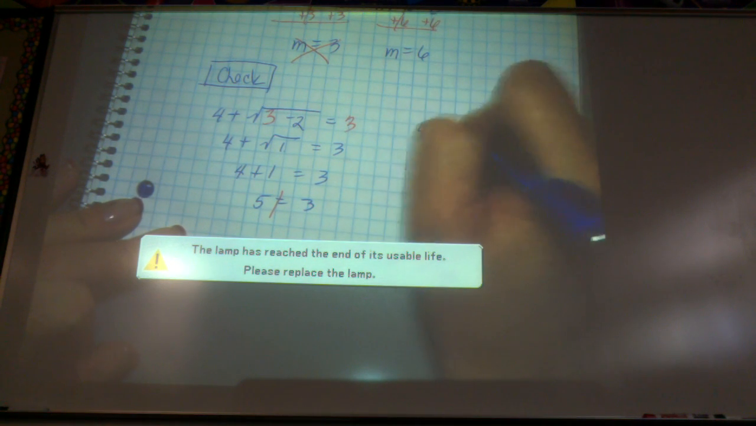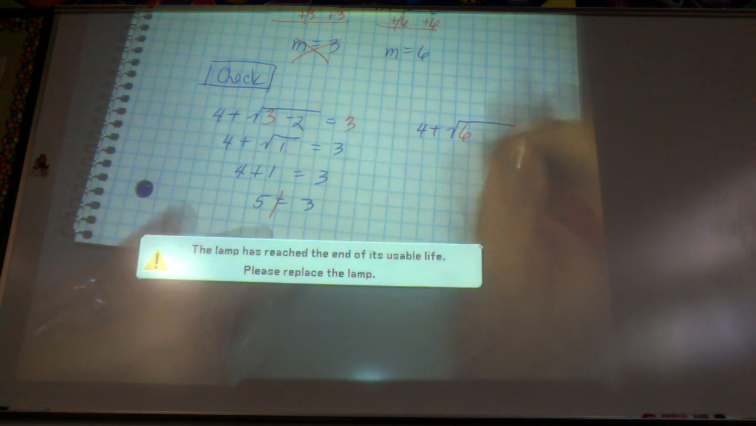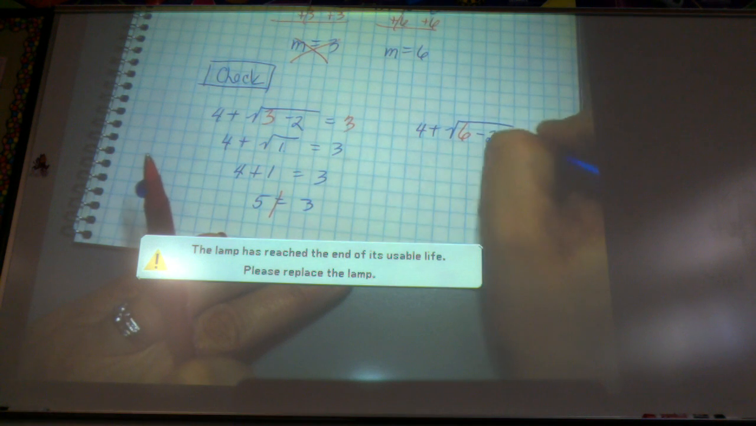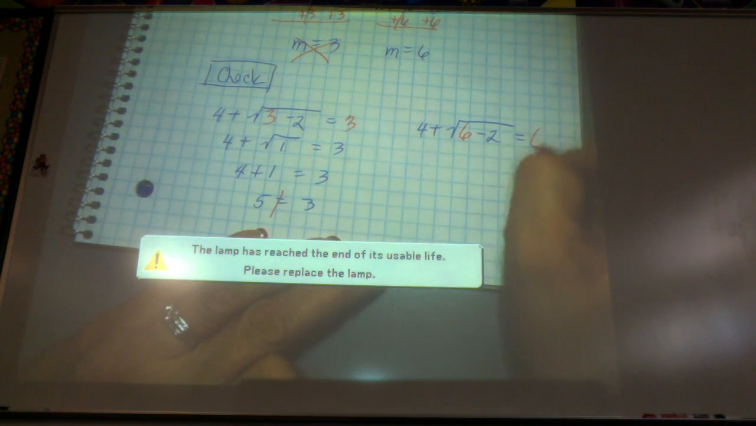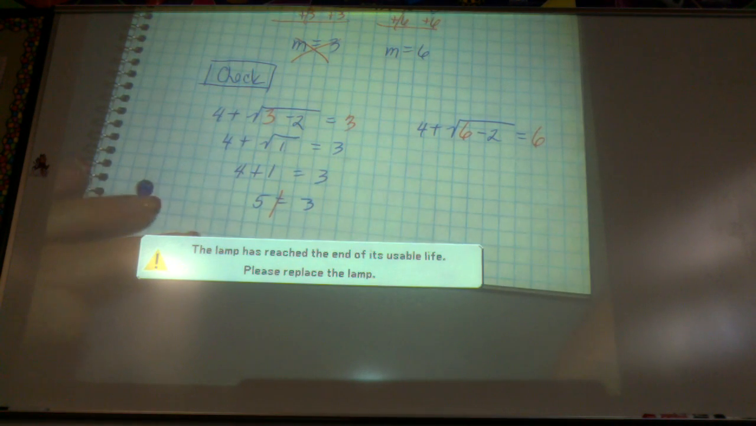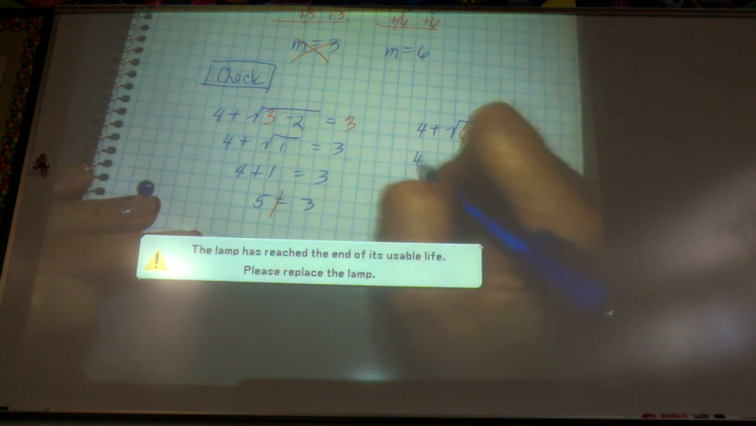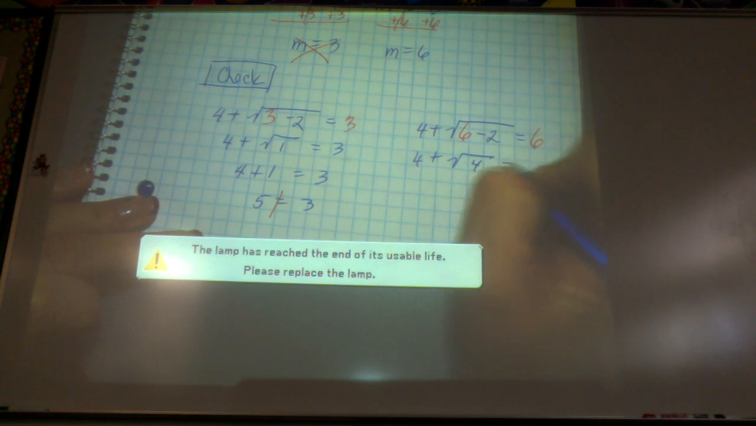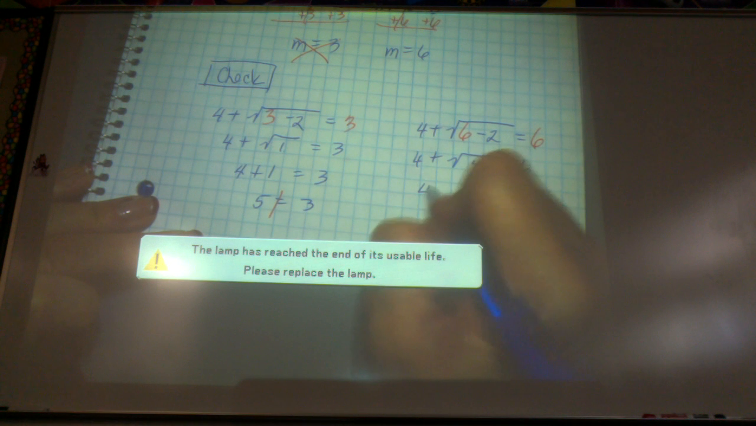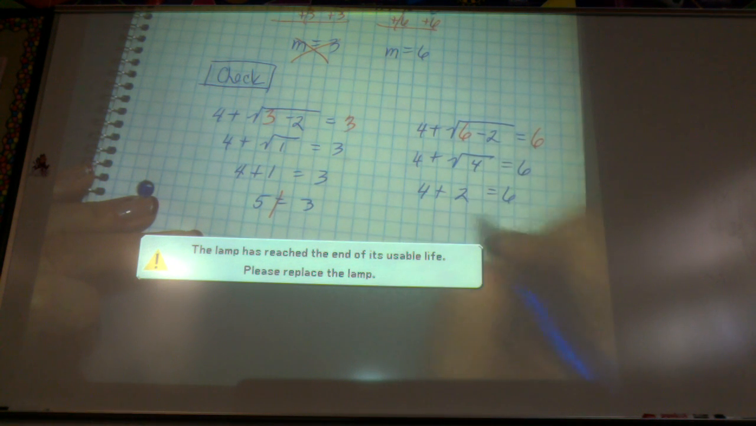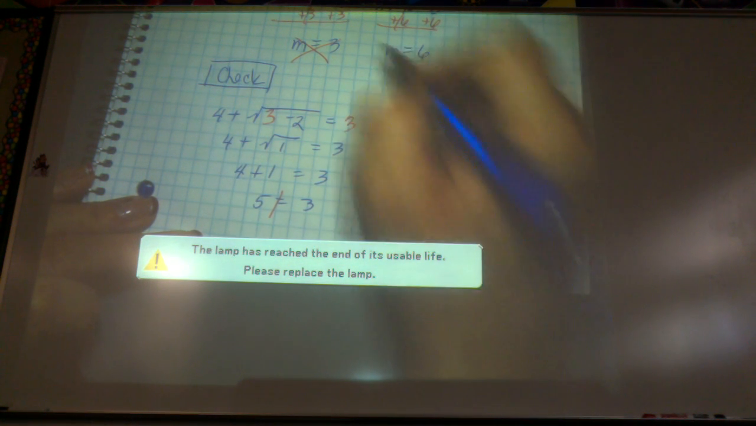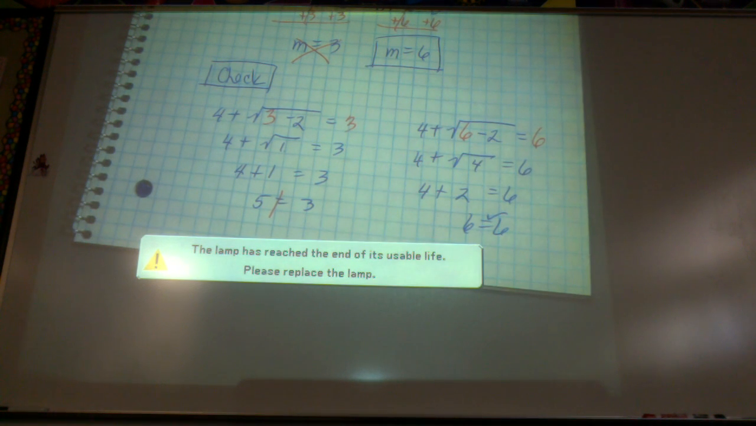So now check the other one. 4 plus the square root of 6 minus 2 equals 6. 6 minus 2 is 4. So 4 plus the square root of 4 equals 6. Square root of 4 is 2. So 4 plus 2 is 6. 6 equals 6. Check. So I can take that as an answer.